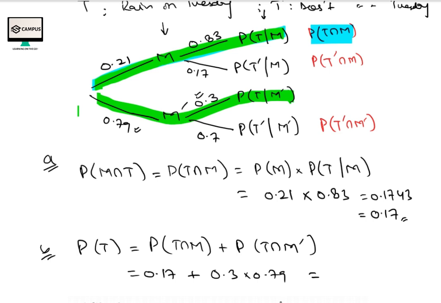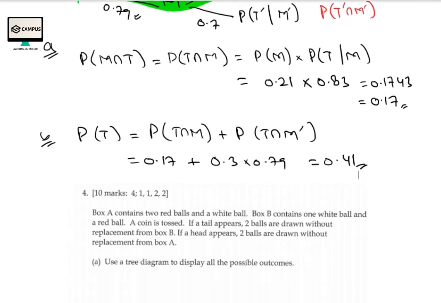So our answer comes out as 0.41. All right, so far so good. That's the end of the second question. Let's move on to another question.